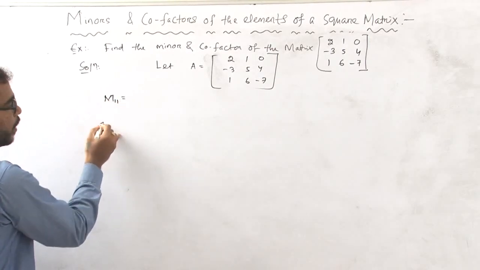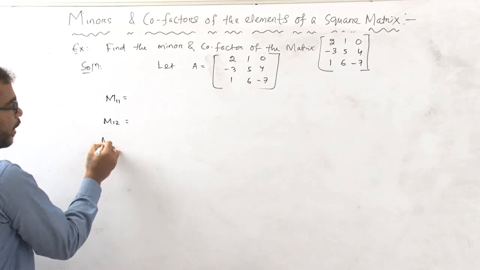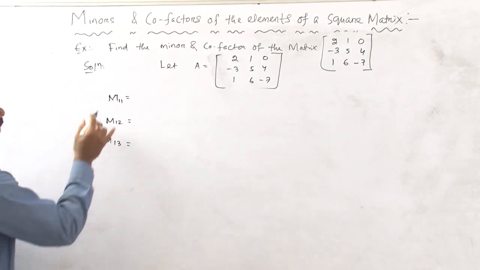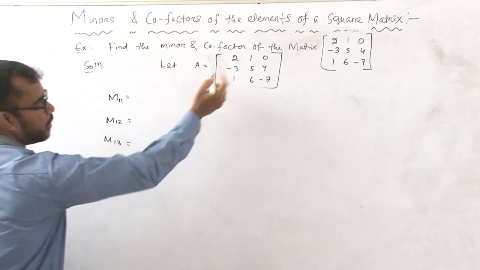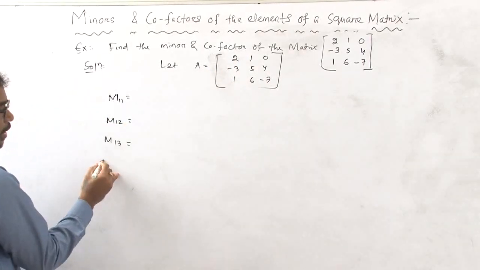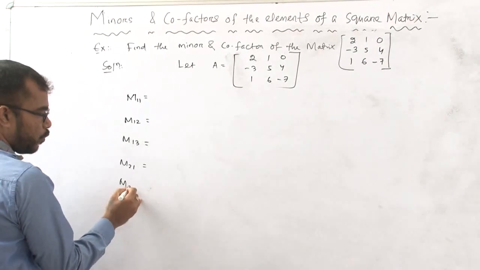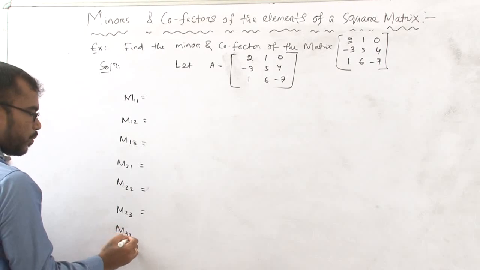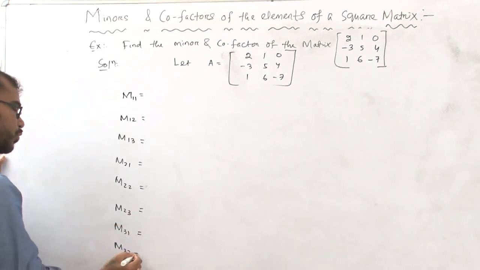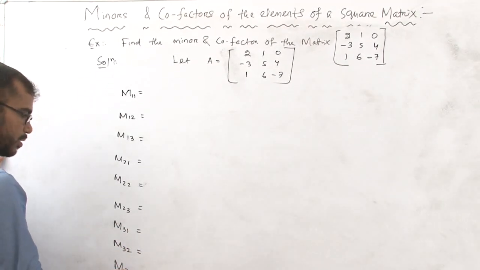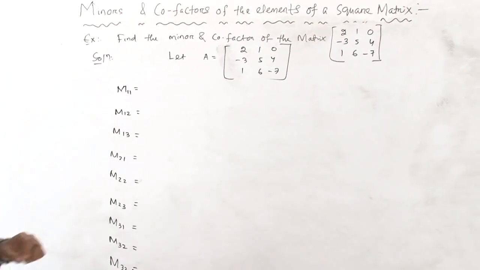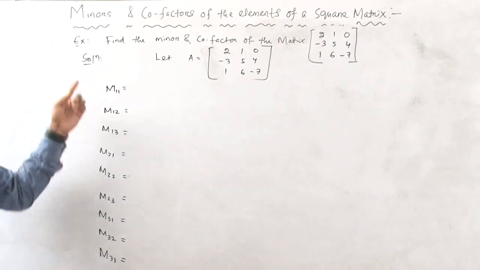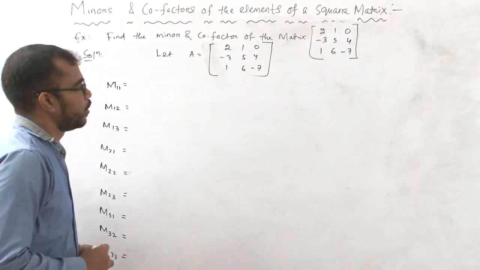So we can write M11, M12, M13 in a systematic way, row wise, and then M21, M22, M23, M31, M32, and lastly M33. So these are the 9 elements. First we have to evaluate how to find the minor.